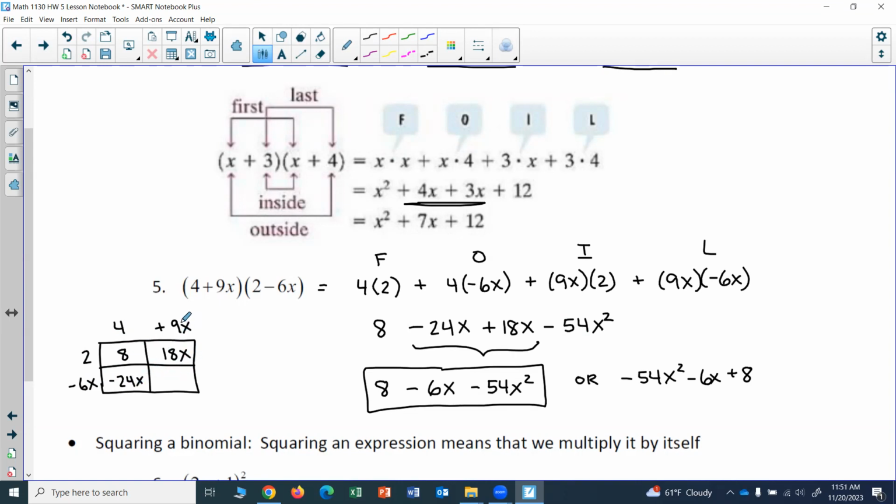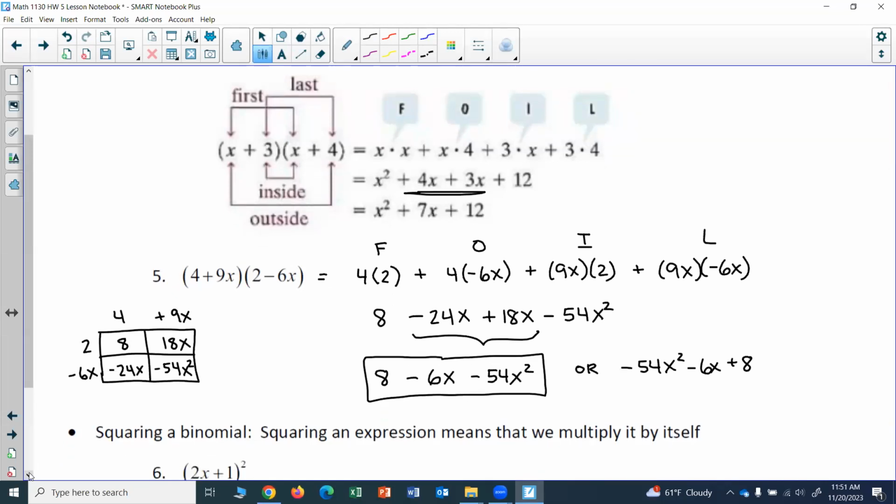And in the lower right box, 9 times 6 was negative 54. X times x gave us x squared. And when you combine your like terms, the 18x minus 24x, you'd end up with that negative 6. So whether you want to FOIL it or use the box method, the answer comes out equivalent.